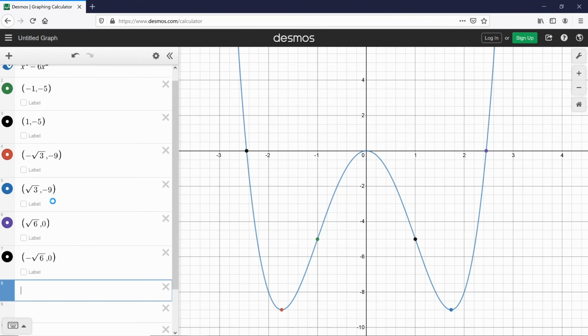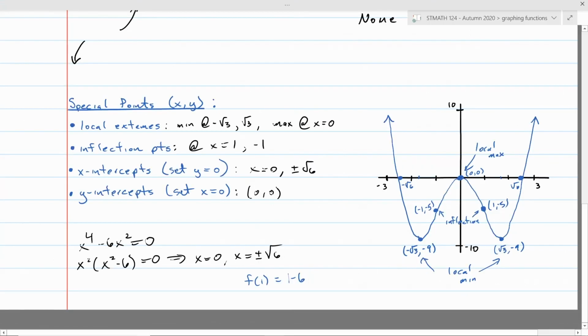Just to be sure, I plotted those special points to see if they fell where they were supposed to. So I plotted the inflection points that we found analytically, -1, -5, and +1, -5. And you can see, boom, they're right there on the graph, right where they look like they're supposed to be. I plotted those minimum values at negative square root of 3, -9, and positive square root of 3, -9. And yeah, they look right on the money. And then I plotted the x-intercepts at negative and positive square root of 6 on the x-axis. So the thing that we graphed by hand a second ago was really on the money. My hand's a little wobbly here and there, but not so shabby.